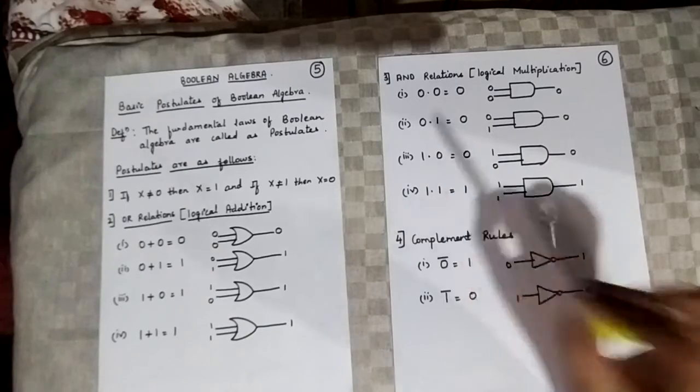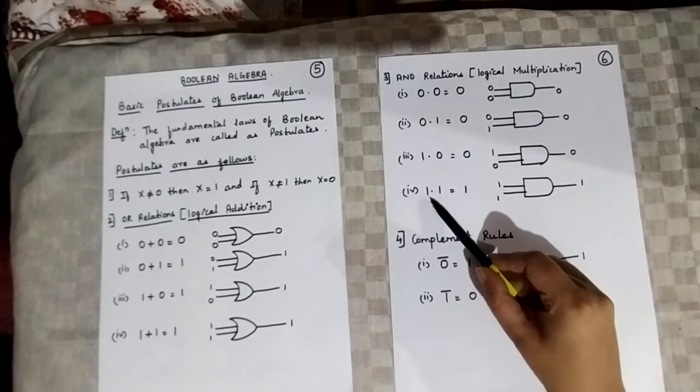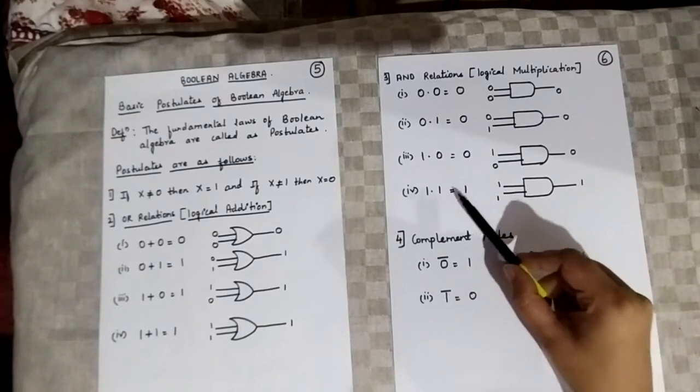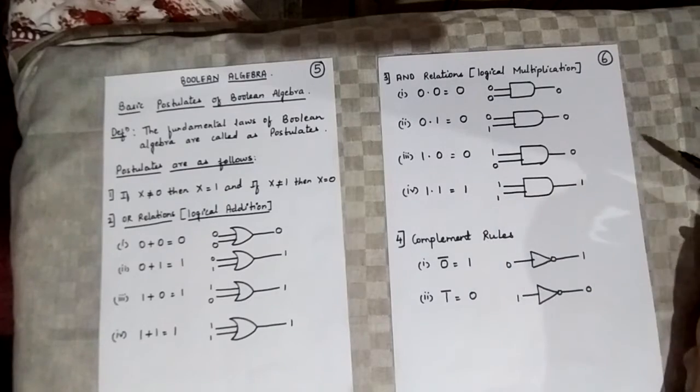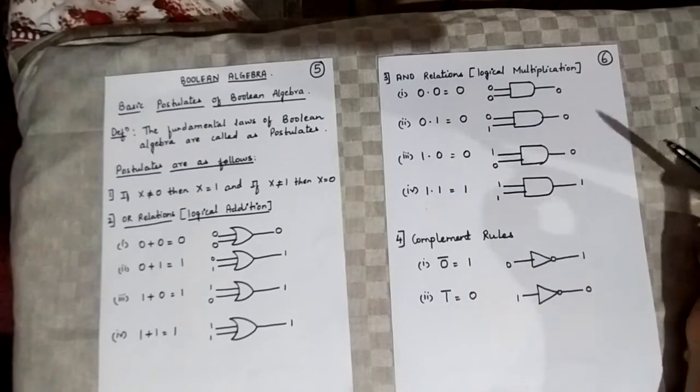Moving to the last postulate, it says 1 dot 1 results in 1. Here, when two high voltage values are being given, the result is going to be in terms of high voltage only.